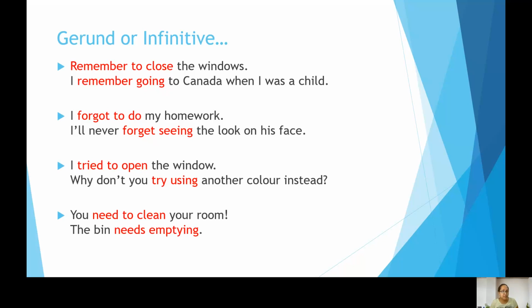If we looked at that first sentence, you need to clean your room, we can use that in the passive. Your room needs cleaning.